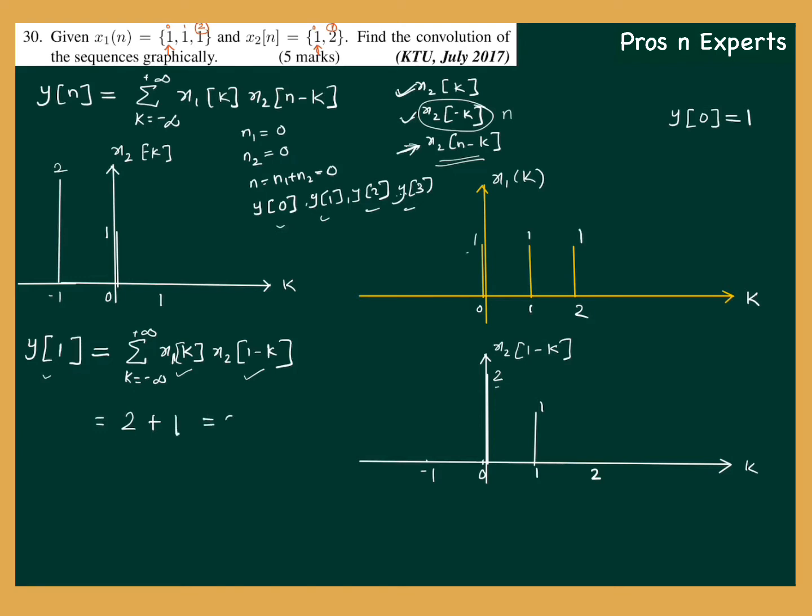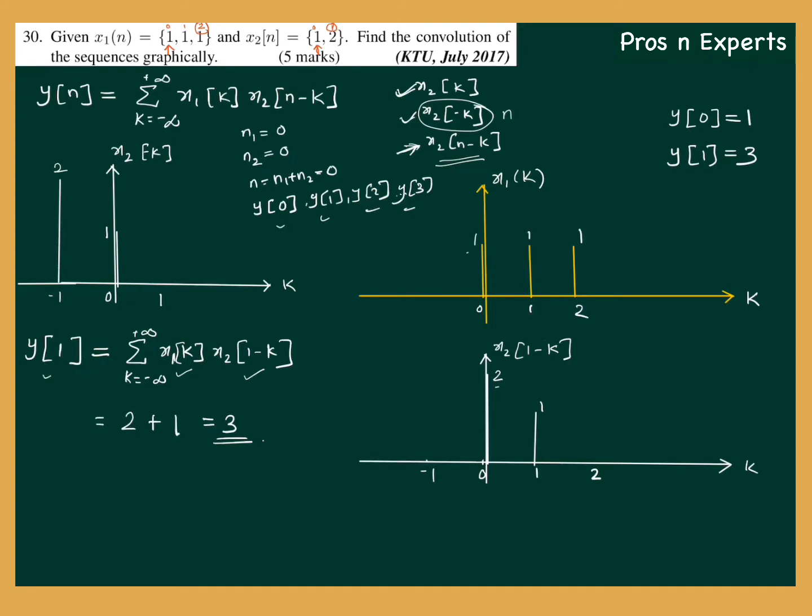2 plus 1 equal to 3. So y of 1 is the next sample of the output, which is 3. You can write it there for consolidation. y of 1 equal to 3. Okay, so y of 1 is over. We have evaluated y of 1.